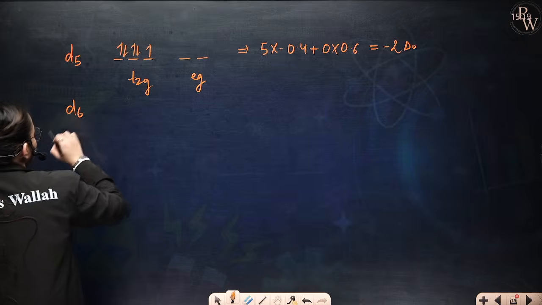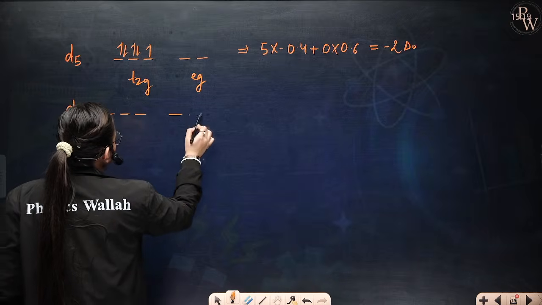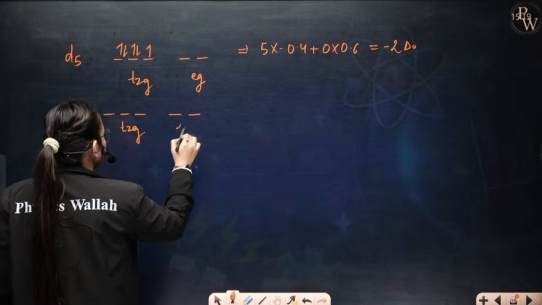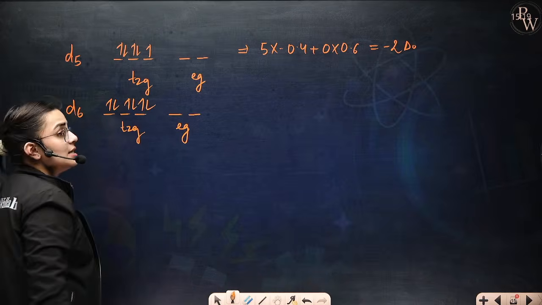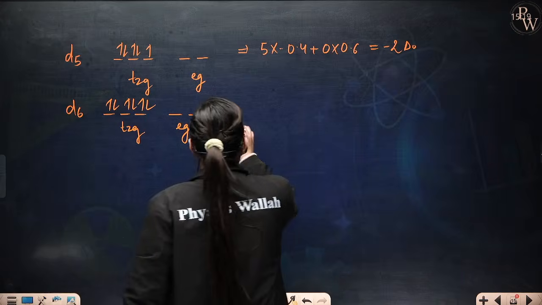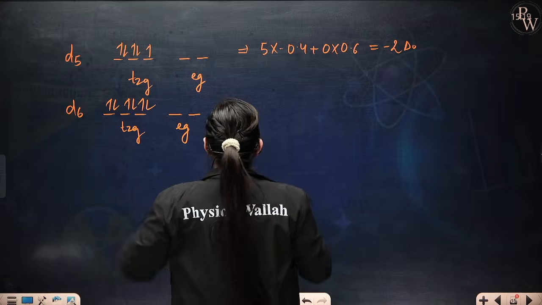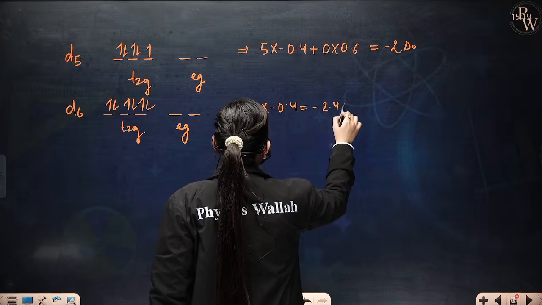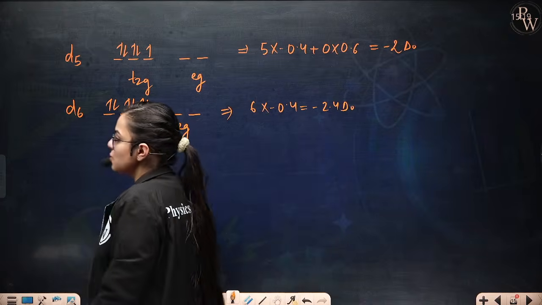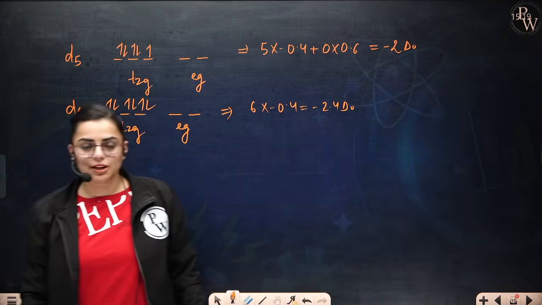If we talk about D6 over here, T2G, EG, 1, 2, 3, 4, 5 and 6, my dear students. So again we can see 6 into minus 0.4, you'll get minus 2.4 delta naught. So in this way students, you can calculate all the energy level values one by one.